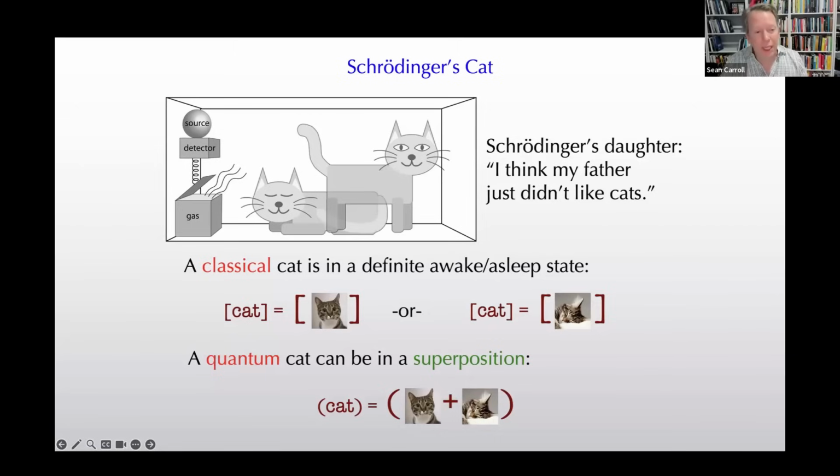So I'm using notation here where the square brackets are for classical concepts and the ordinary parentheses are for quantum mechanical concepts. So classically, the cat is one or the other, even if you don't know. Quantum mechanically, it can be a superposition of both.